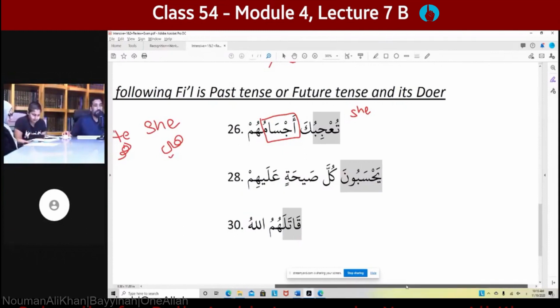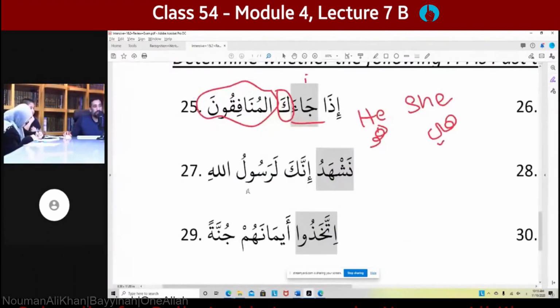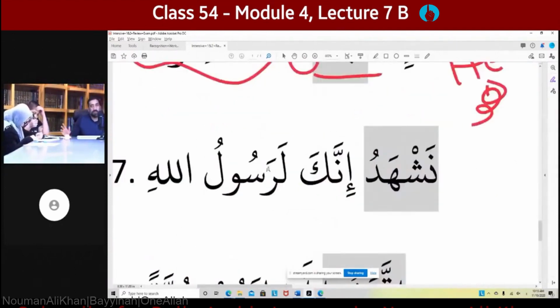Also, common sense. Read the ayah. It was talking about Maryam and didn't all of a sudden start talking about you. And if it was talking to the Prophet ﷺ, all of a sudden it didn't start using the word she. Common sense will tell you.